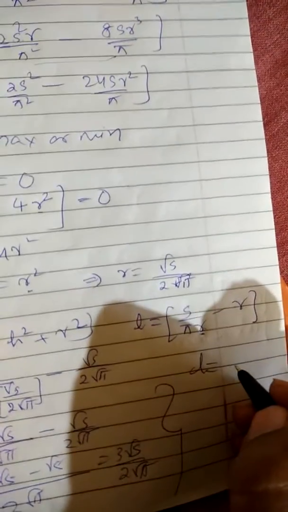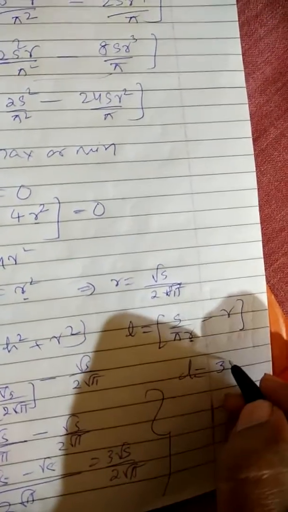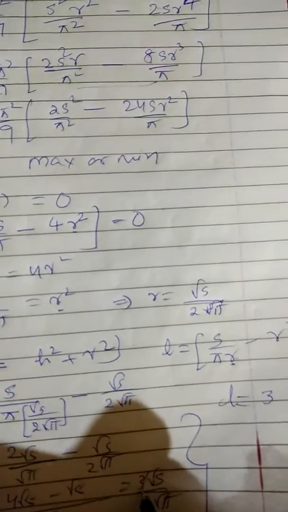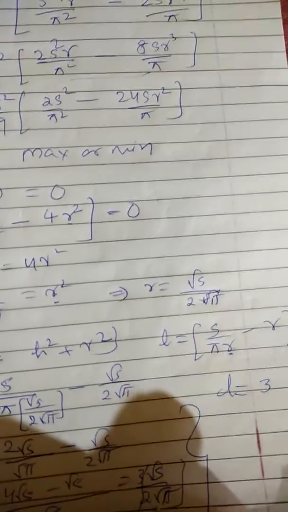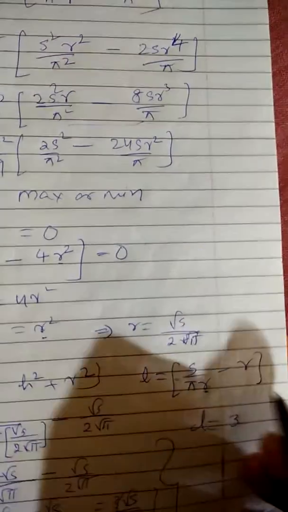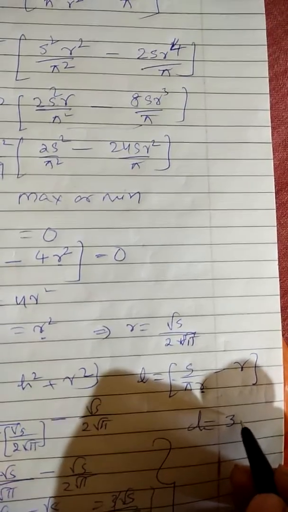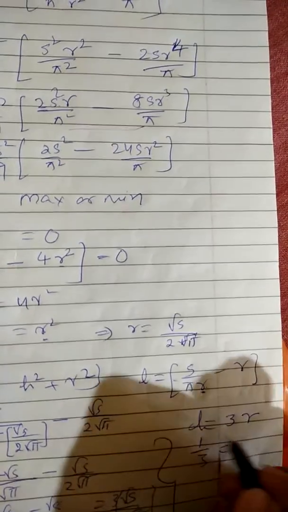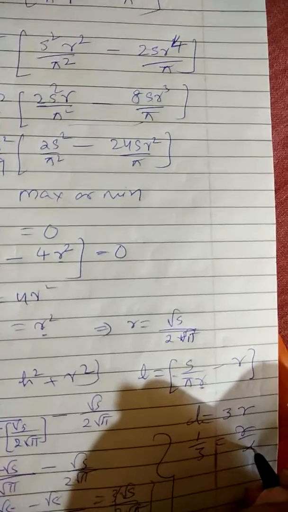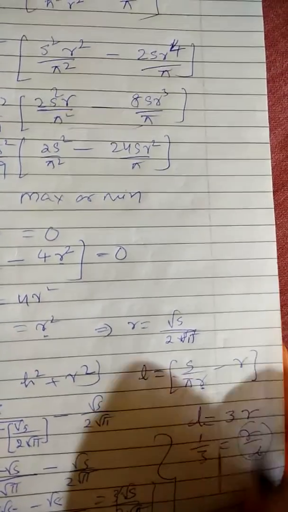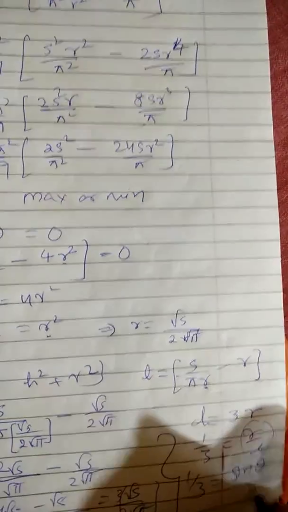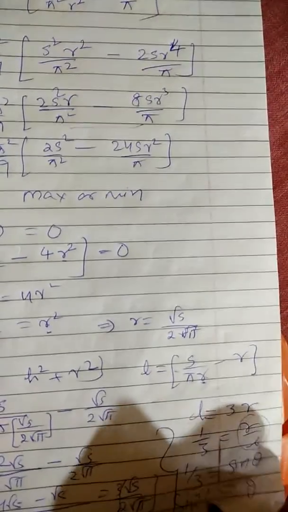This finally will become L is equal to 3 times the bracket function. If you remove the 3, root of S by 2 root pi, which is given as small r, so I get 3r. Now 1 upon 3 here will become r upon L. If you look at this, r upon L is nothing but sine theta in our discussion, so theta becomes sine inverse 1 by 3.